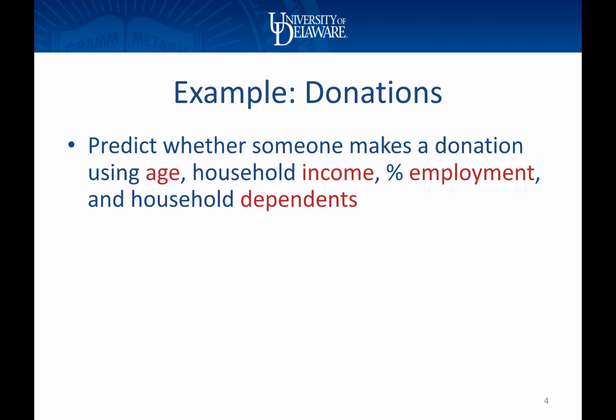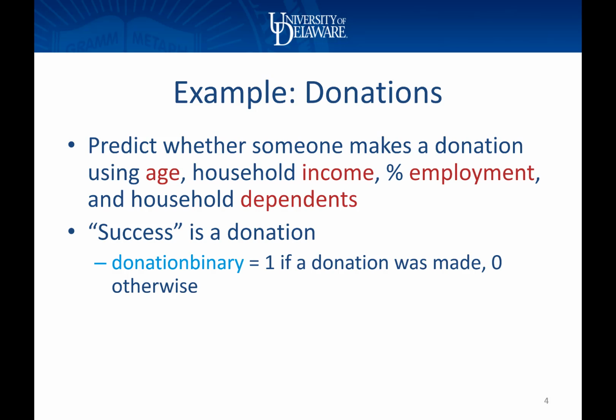So if you have a single man whose mother lives with him, that's one dependent for him. If you have two married people and they live in a house together and they have 3 children, then there are 4 household dependents. So that's how we're quantifying the number of people per household. A success would be receiving a donation for this nonprofit organization. So donation binary is the variable that we're interested in, and that's going to be a 1 if a donation was made and a 0 otherwise.